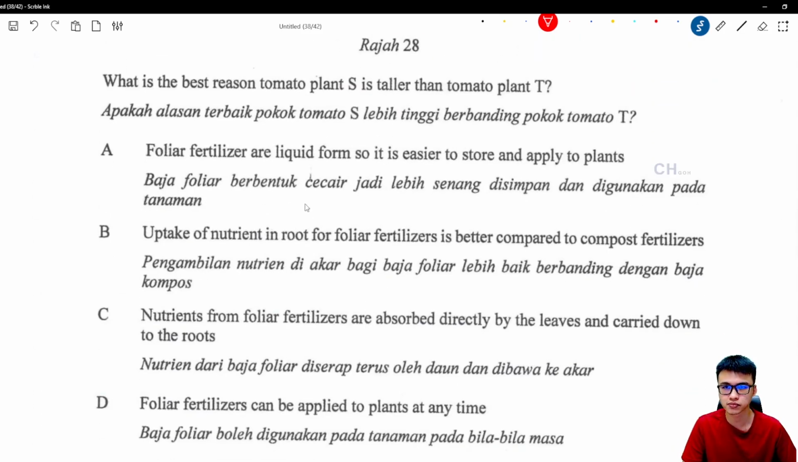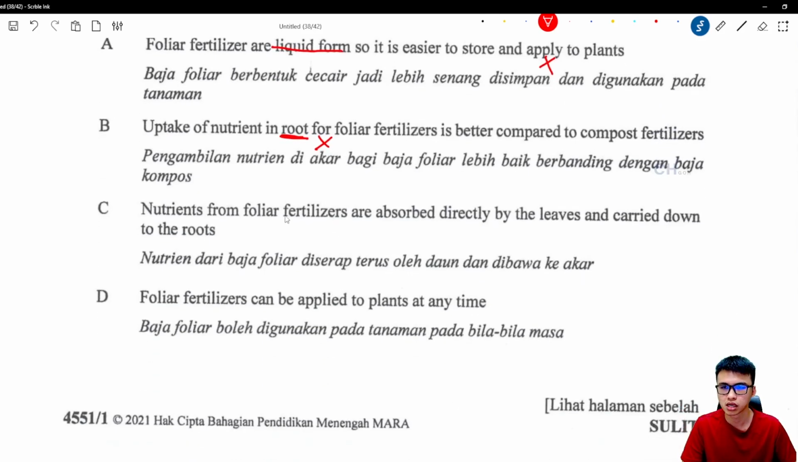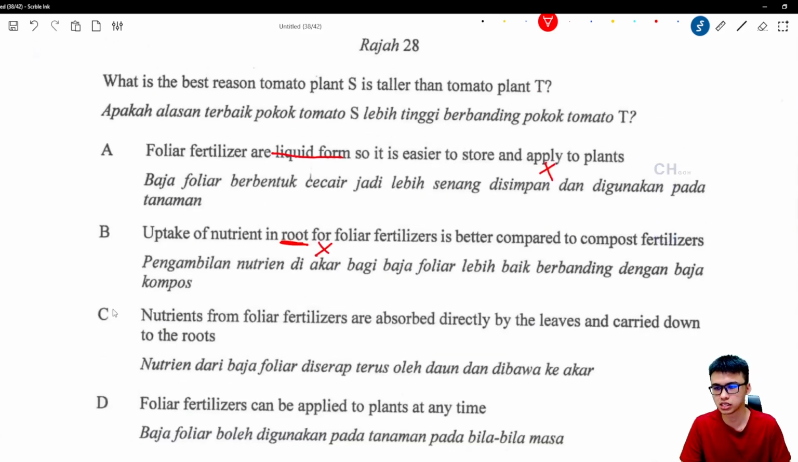Okay, let's see. It is a liquid form, yes. No. Uptake of nutrients in the roots is better compared to the compost. No, it's not going to use the root to take the nutrients. Nutrients for foliar fertilizer are absorbed directly by the leaf and carried down to the roots. Yeah, so this is the answer for this question. C will be the answer.